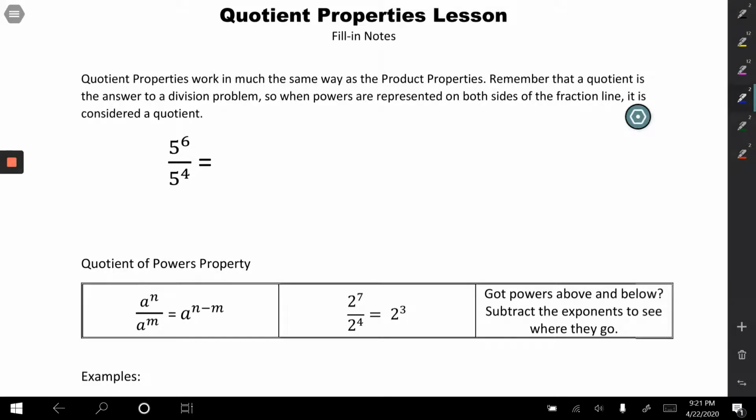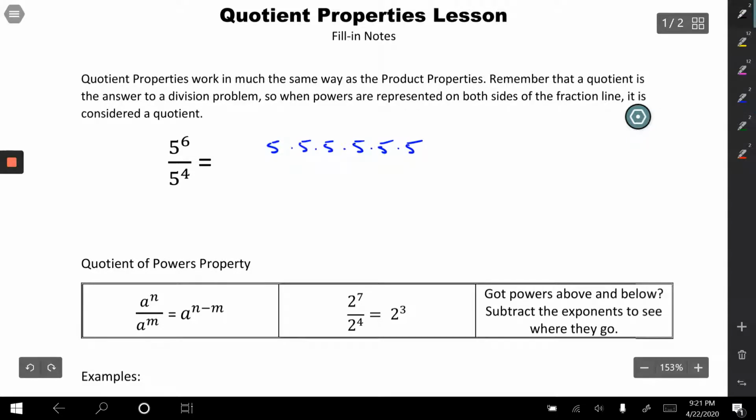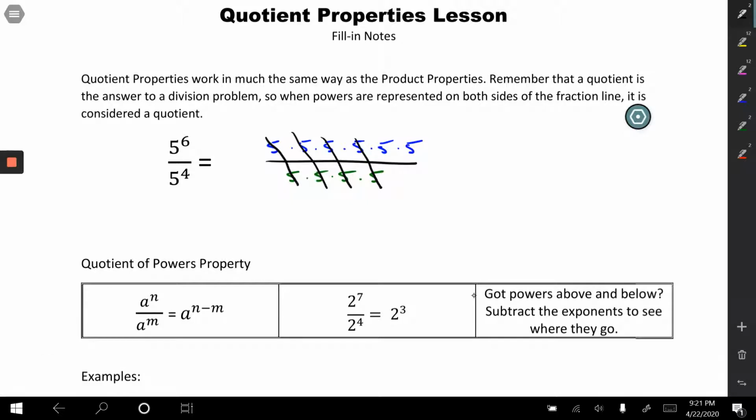If I have 5 to the 6th power, that means that I have 5 multiplying 6 times. And if I have 5 to the 4th power, that means that I have 5 multiplying 4 times. So because everything is multiplying on the top and bottom of this fraction, anytime that I see 5 over 5, I know that I have 1. 5 over 5 is 1, and so on for each pair. So I have just these two 5s left over.